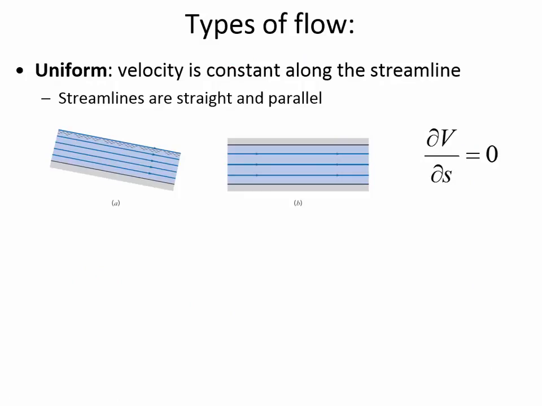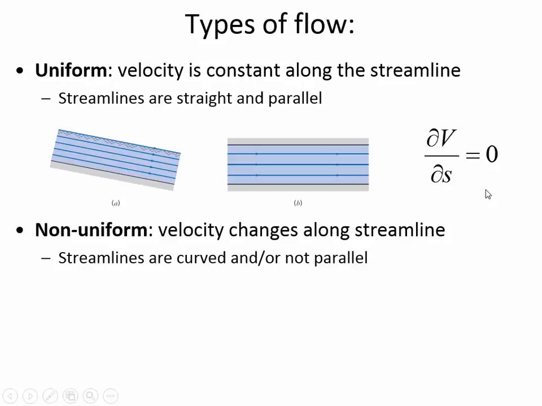We can break up flow into uniform flow, which means that the velocity is constant in the direction of flow. So here, since these lines are parallel, that means that the velocity isn't increasing. So dv ds, the change in velocity with respect to position, is 0. There's no change in velocity.